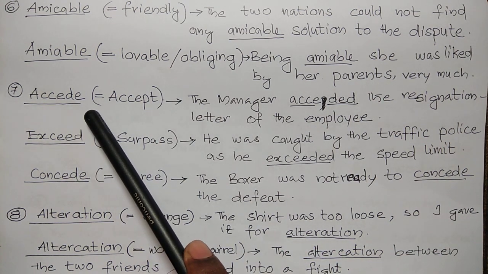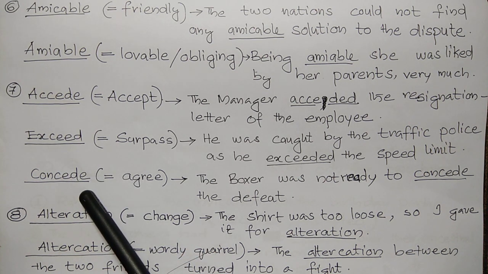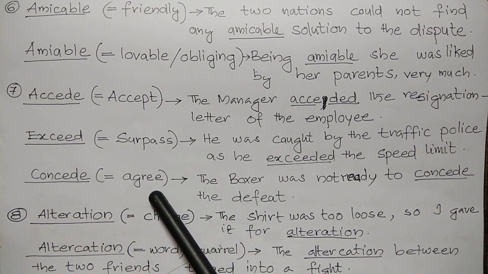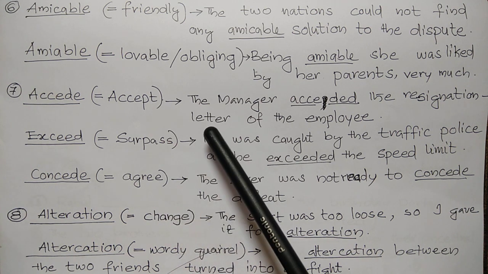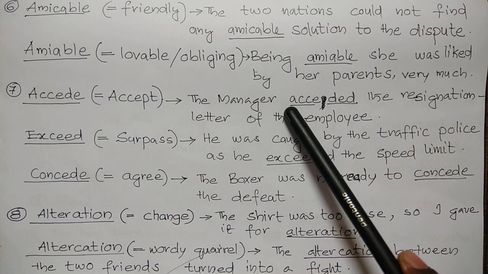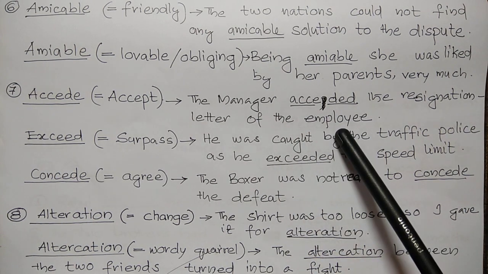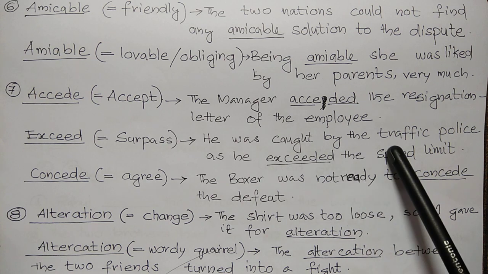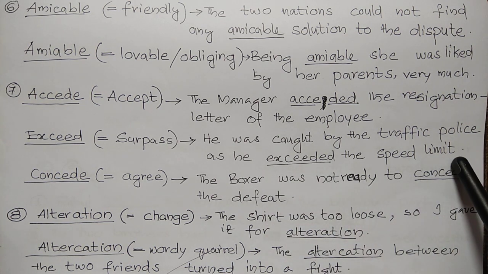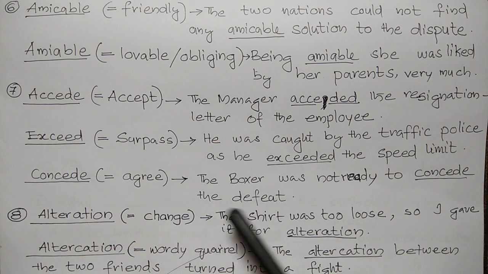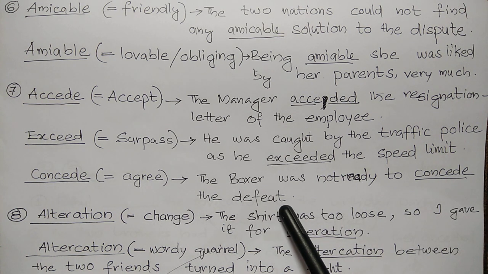Seventh one, accede, exceed, concede. Accede means accept. Exceed means surpass. Concede means agree. The manager acceded the resignation letter of the employee. Means he accepted it. But exceed is surpass. He was caught by the traffic police as he exceeded the speed limit. Concede means agree. The boxer was not ready to concede the defeat.